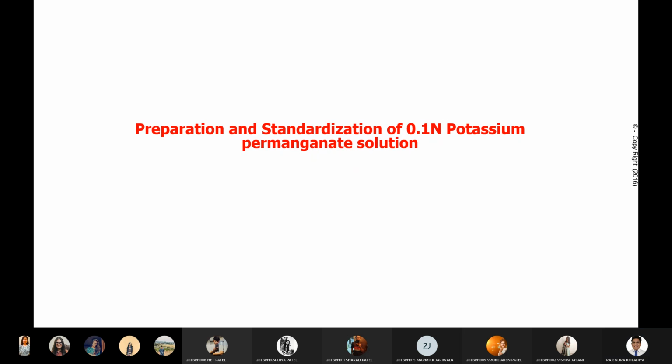So before we start, we are supposed to recall the calculation related to normality, which I did with you in class while we were discussing normality calculation. When there is a simple molecule, suppose you want to prepare one normal sodium hydroxide solution, then how can we prepare one normal sodium hydroxide solution?